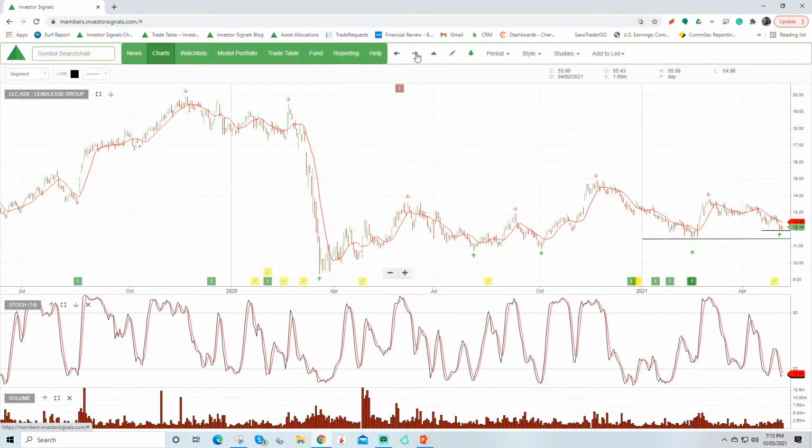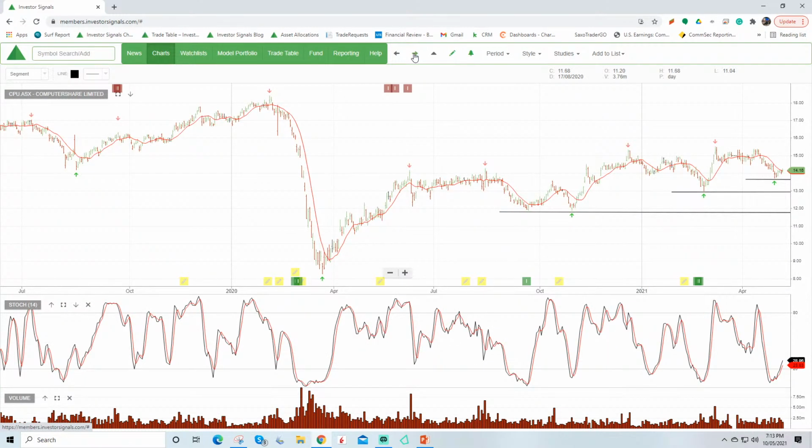Lendlease, this comes back onto the radar here at around $12. It's under algorithm buy conditions. It has the positive pivot point there and supported around that $12 level. So think about Lendlease and how that fits in with your portfolio.